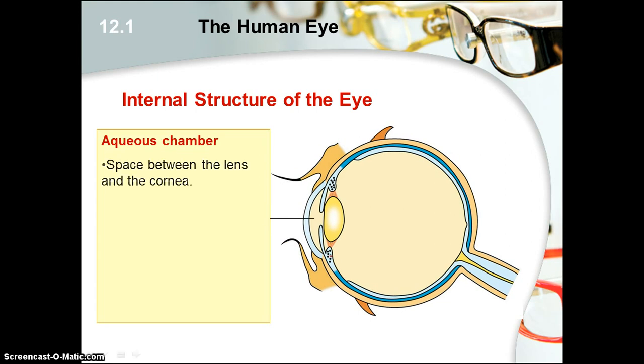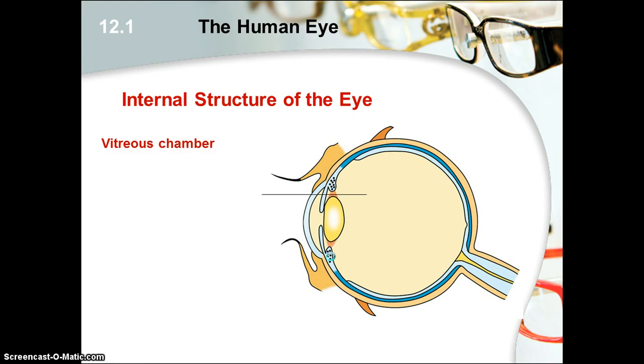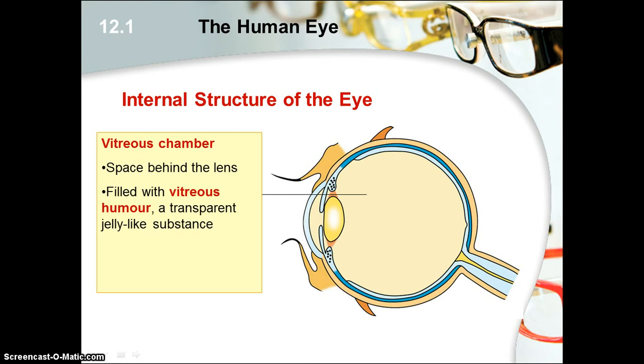The chamber is the space between the lens and the cornea. It is filled with the aqueous humor, a transparent watery fluid, to help keep the front of the eyeball firm and reflect the light into the pupil. The vitreous chamber is a space behind the lens that helps to keep the eyeball firm and reflects the light onto the retina.